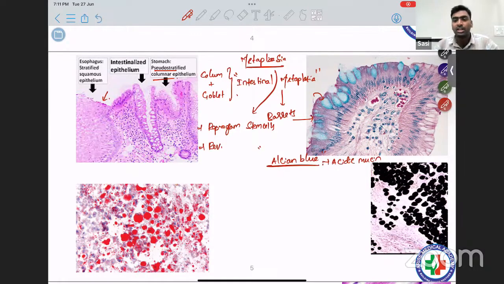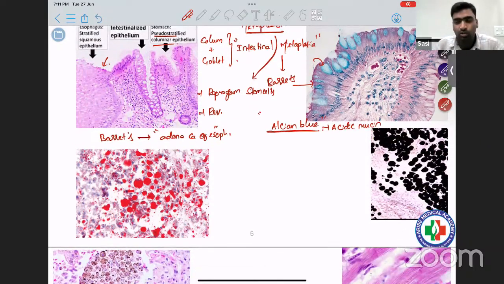For example, you went to a country or a state where you don't know the language, but after a while you learn it. When you return back to your home, you will speak the same language again. Likewise, this metaplasia is completely reversible. This is the Barrett's esophagus image stained with Alcian blue, and Barrett's esophagus can lead to a malignancy known as adenocarcinoma of the esophagus. This is about metaplasia, which you need to remember.